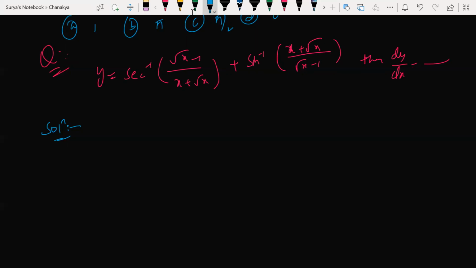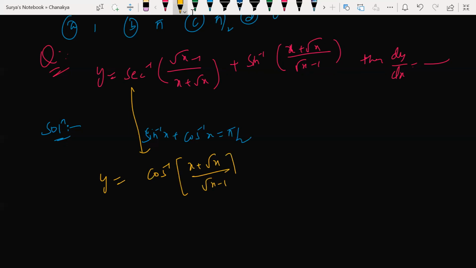Very simple question. Actually, I'll tell you one story here. You know one thing, right? Sine inverse of x plus cos inverse of x is equal to 90. You know this, right? Now look at it. Y is equal to, this can be written as, beta, cos inverse of x. Secant and cos will be reciprocal to each other. So it is cos inverse of x plus root x by square root of x minus 1 plus sine inverse of x plus root x by root x minus 1.